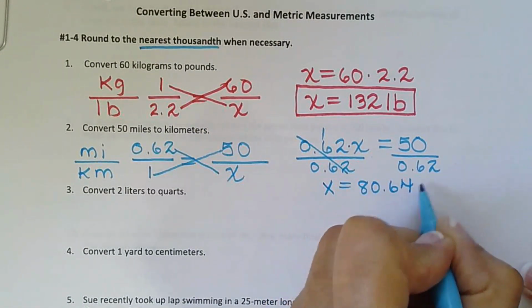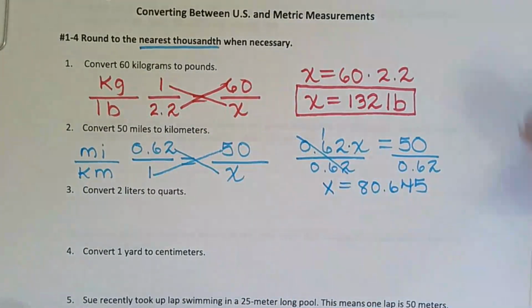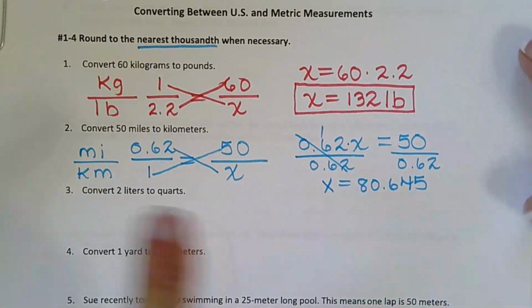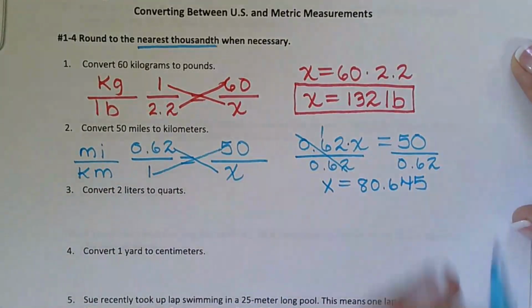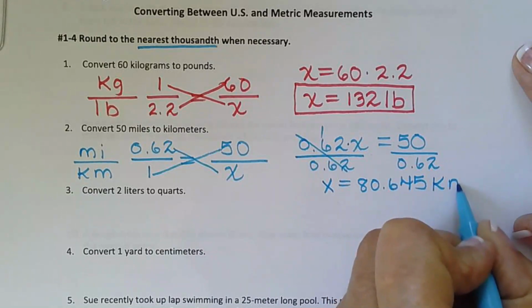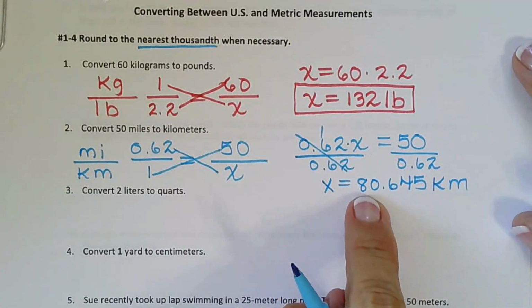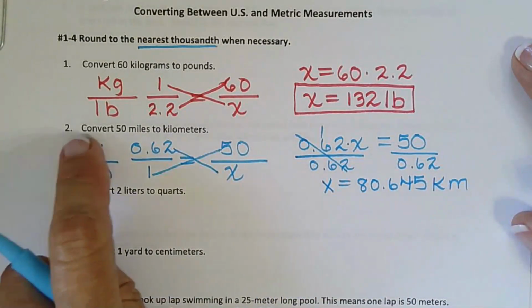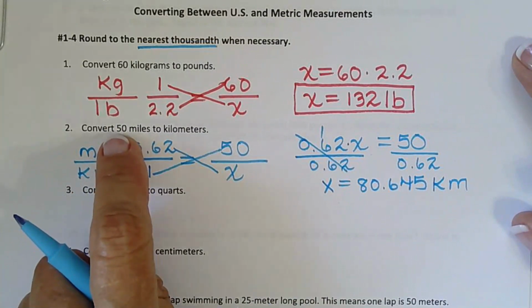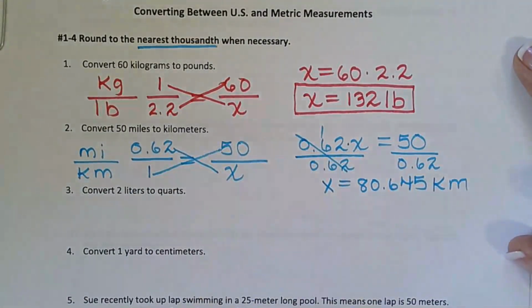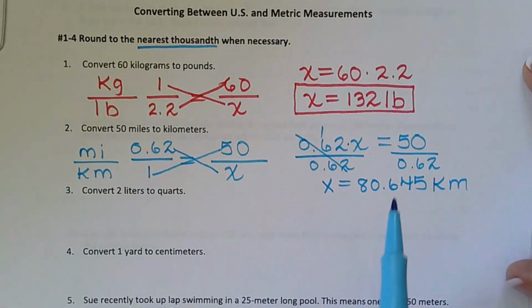And then the last point on every problem in this chapter is the proper label. X is kilometers. So when you're going 80 kilometers per hour, that's approximately the same thing as 50 miles per hour.